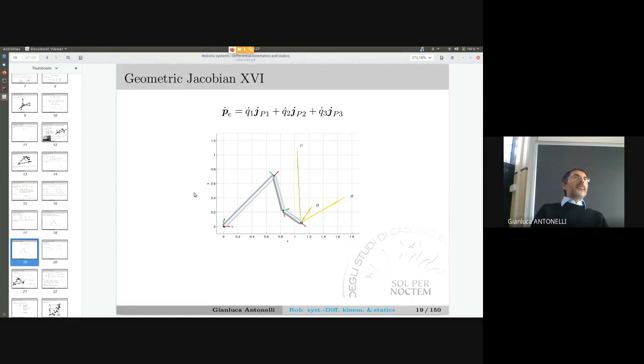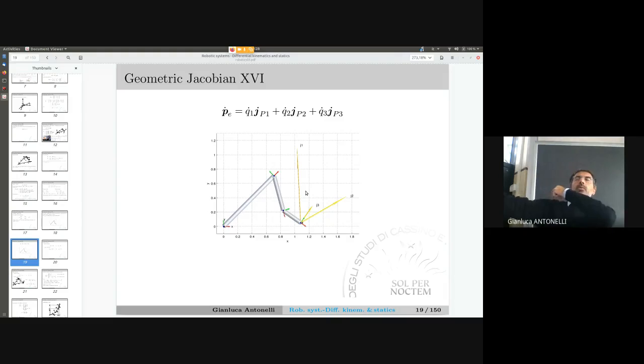Here, I do have the plot of the three columns of the positional Jacobian. If you have a look, J1 is perpendicular to the direction connecting the origin of the base frame, the zero frame, to the origin of the end effector. J2 is perpendicular to the direction connecting the origin of the second joint, because this is moving now, to the end effector. And J3 is perpendicular to the last link. Those vectors have a norm, an amplitude, that is different from one. They're not unit vectors, not only directions. They also have an amplitude.